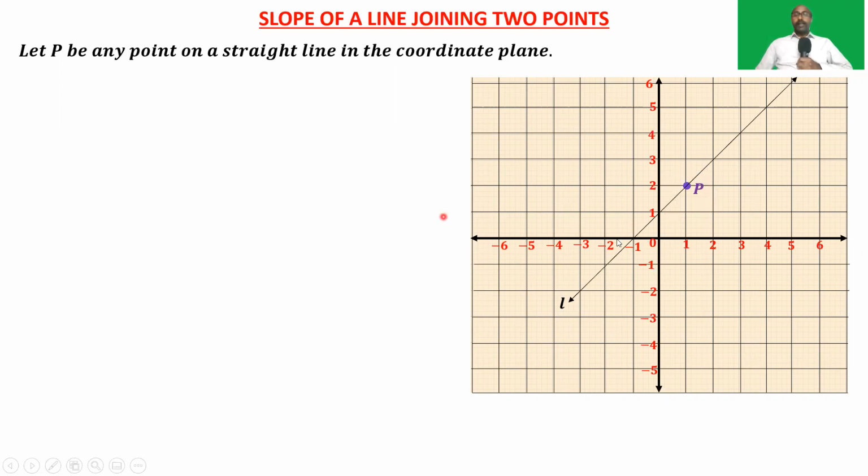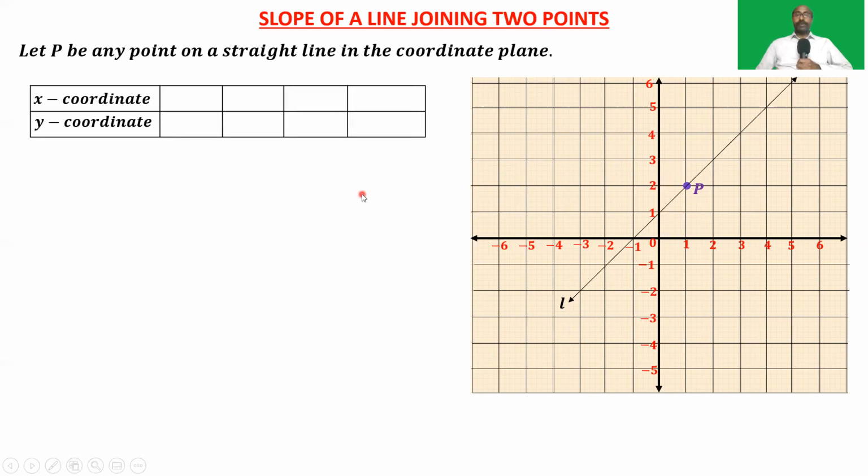And we can notice that the coordinates of P here are 1 and 2. Enter the coordinates of P in a table. Here, the coordinates of P are 1 and 2. X coordinate is 1 and Y coordinate is 2, isn't it? Now, P is moving along this line, like this.